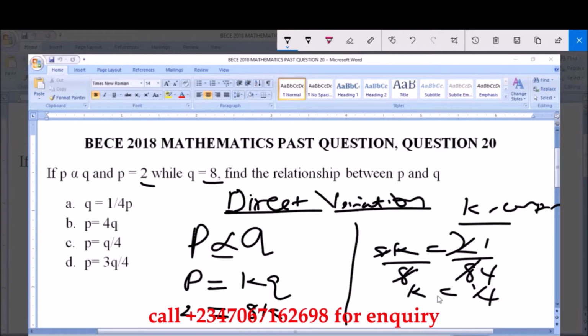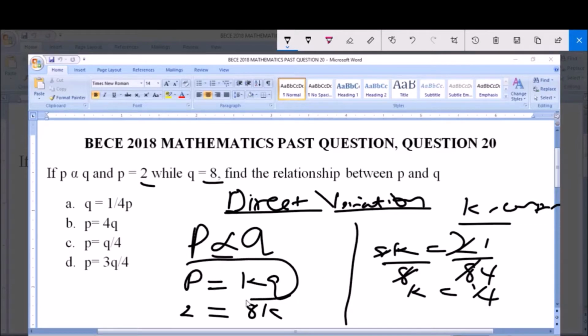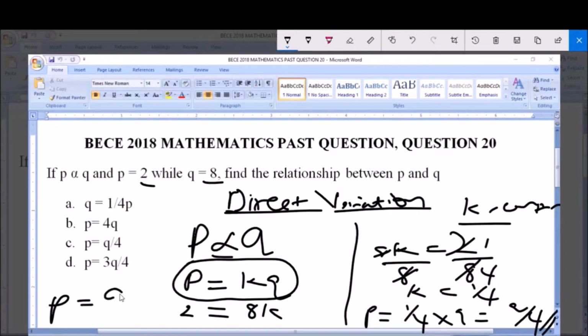Now we've gotten our constant to be 1 over 4. Now to establish the relationship, we come back to this expression here that says P is equal to KQ. Now we've known our K to be 1 over 4. Therefore we say P is equal to 1 all over 4 times Q, and that is P is equal to Q all over 4. So the relationship between P and Q is that P is equal to Q all over 4.